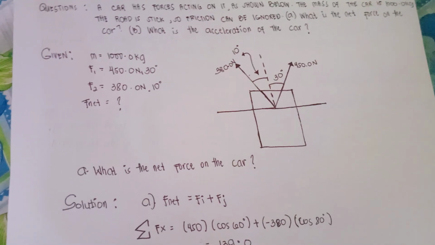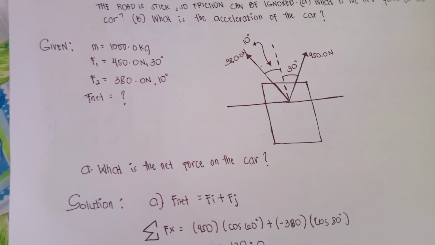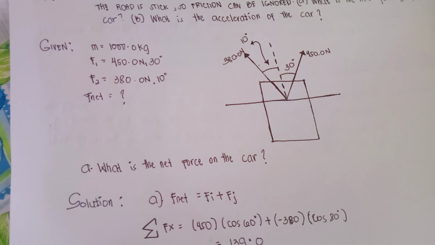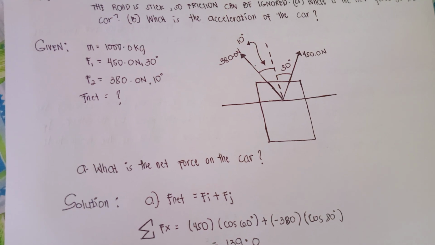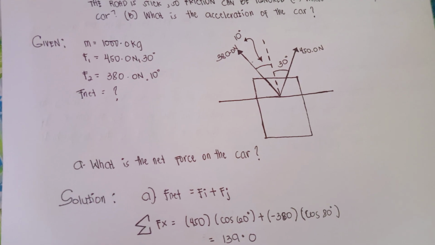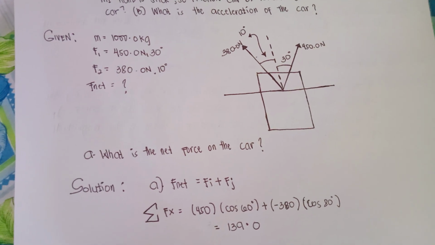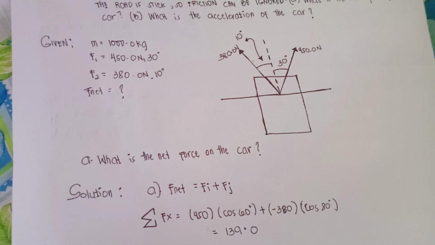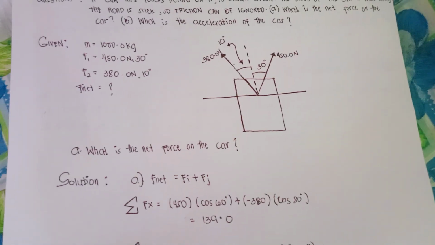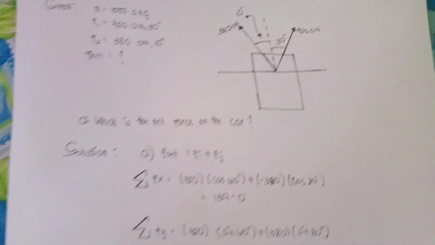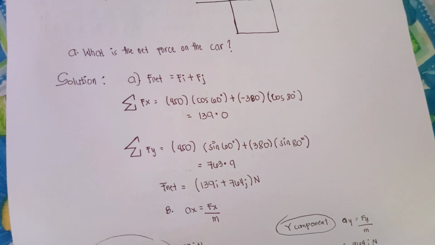Given: M equals 1,000.0 kg, and F1 equals 450.0 N at 60 degrees, and F2 equals 380.0 N at 80 degrees. We will find the F-net. So, it is near the graph. So, what is the net force of the car? The question is, what is the net force of the car?